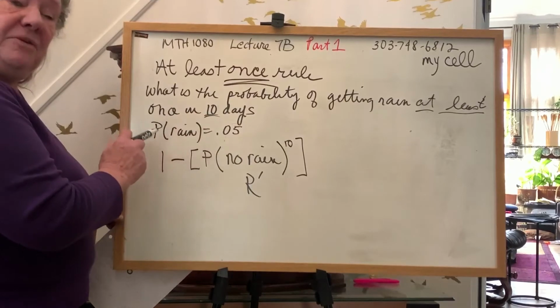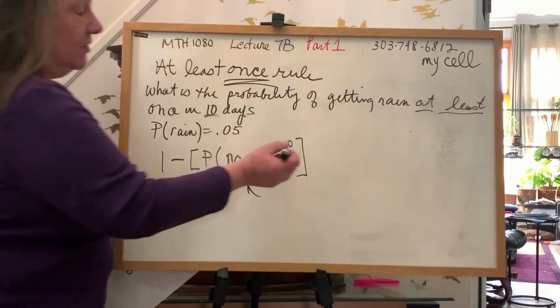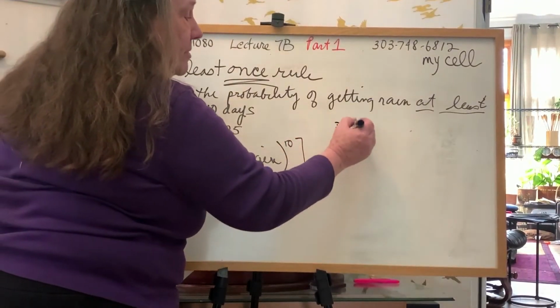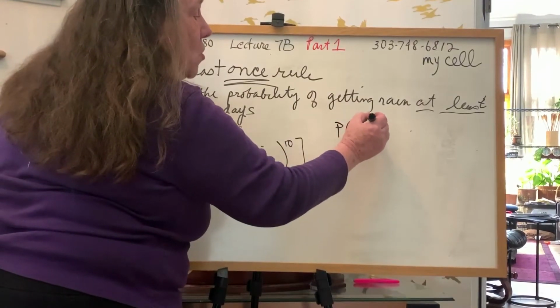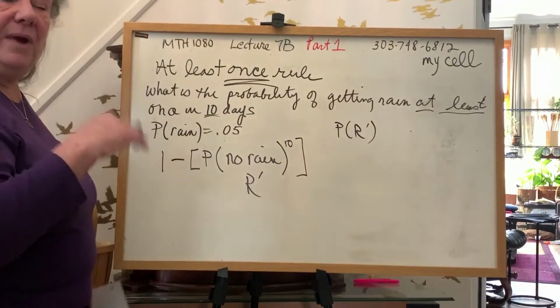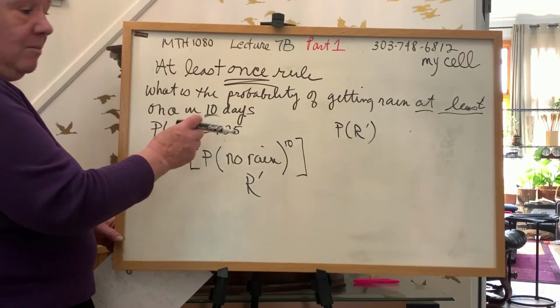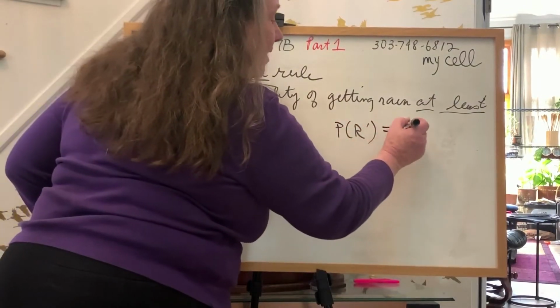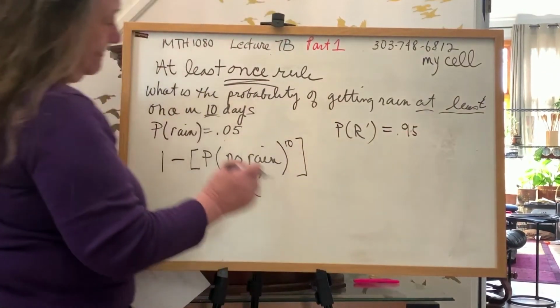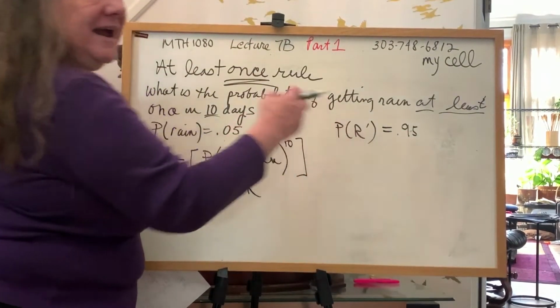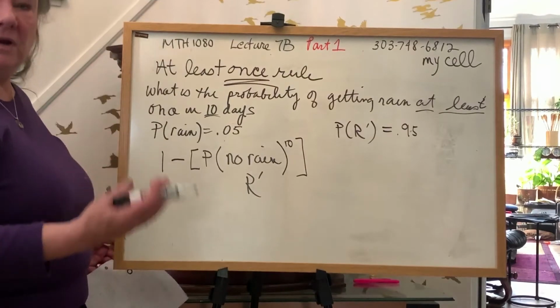Okay, if the probability of rain is 0.05, what's the probability of no rain? Well, you know that rain and no rain equals 1, so you just subtract this from 1, and you get 0.95. 0.05 plus 0.95 is 1. Either it rains or it doesn't.